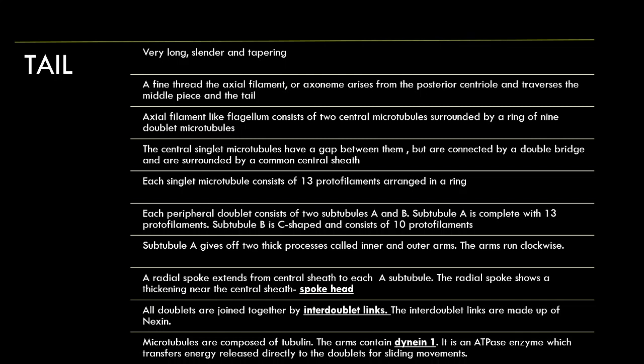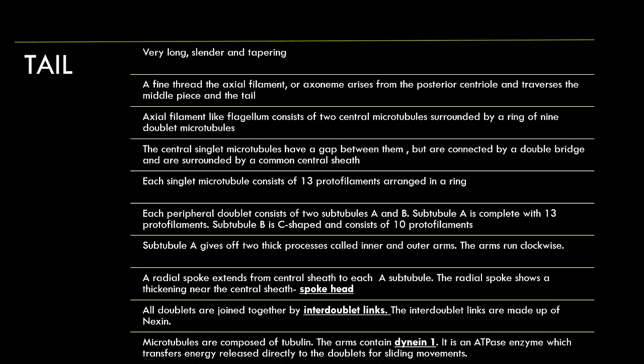So the tail is very long, slender and tapering. A fine thread, the axial filament or the axoneme, arises from the posterior centriole and traverses the middle piece and the tail. The axial filament is similar to the flagellum. As I explained, it has 2 central microtubules surrounded by a ring of 9 doublet microtubules. The central singlet microtubules have gaps between them but are connected by a double bridge and are surrounded by a common central sheath.